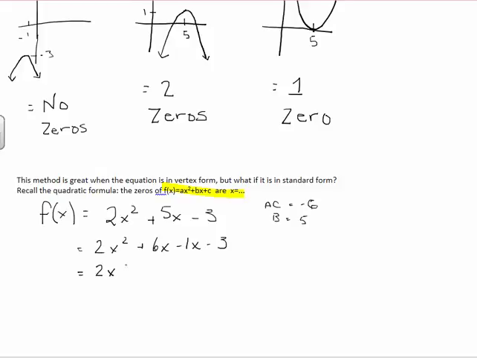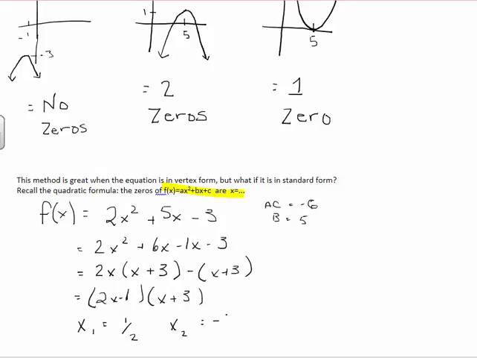And then I can factor by grouping. 2x, x plus 3, factor out negative 1, and I'm left with x plus 3. For a final answer of 2x minus 1 and x plus 3. So I know that my zeros, my first one happens at positive 1/2, and my second one will be at negative 3. Therefore, answering the question that is asked, there are 2 zeros.